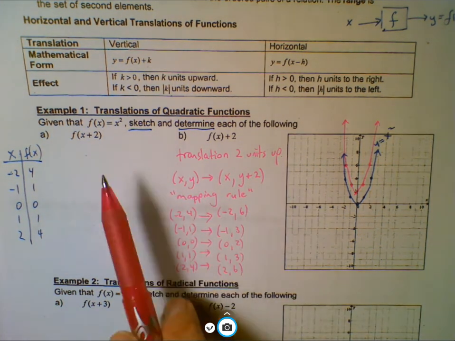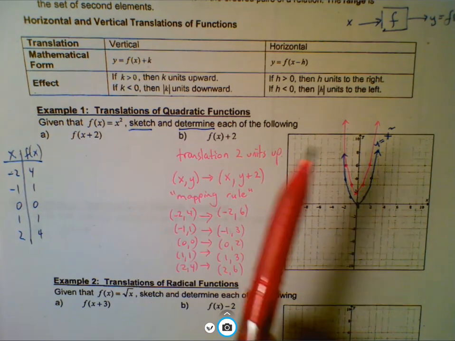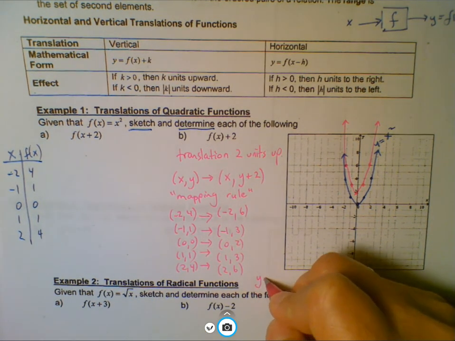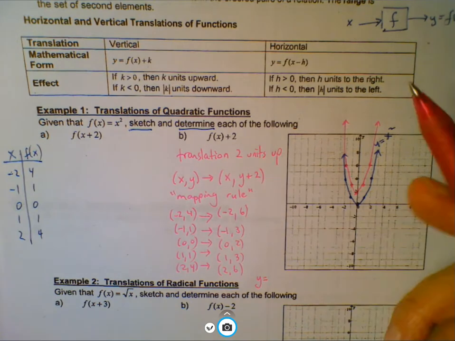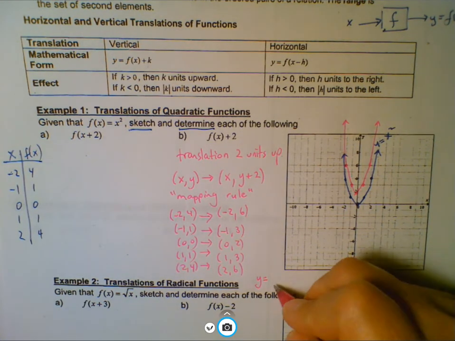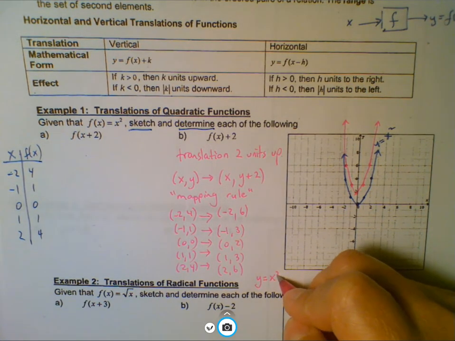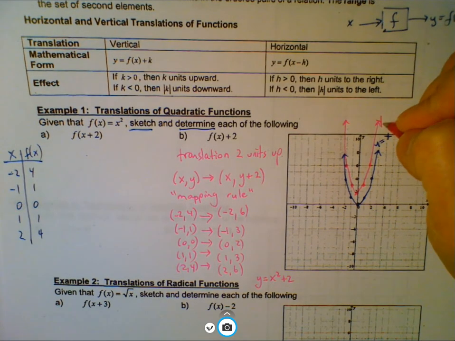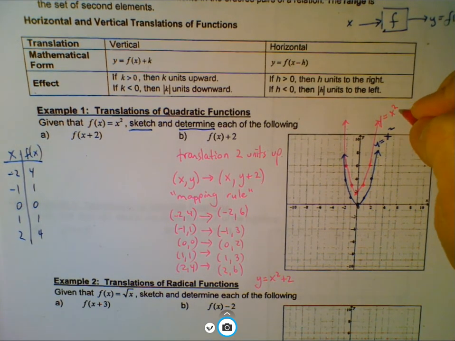The next thing it said is, so I sketched it, but it says determine. So now I want to find the equation of this. So I'm just doing it down here. So it's y equals f of x plus 2, but what was f of x? It was x squared. So then it's just +2. So now when I label this, I actually have an equation for it. y equals x squared plus 2.